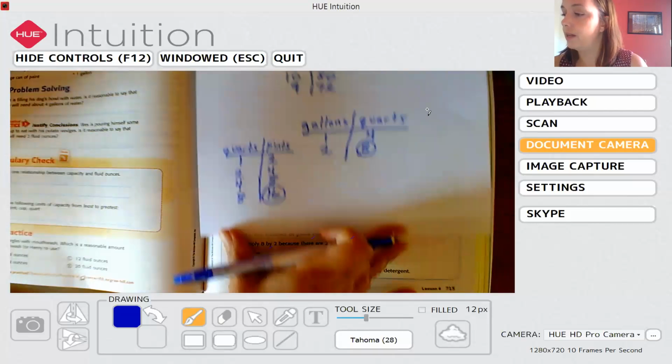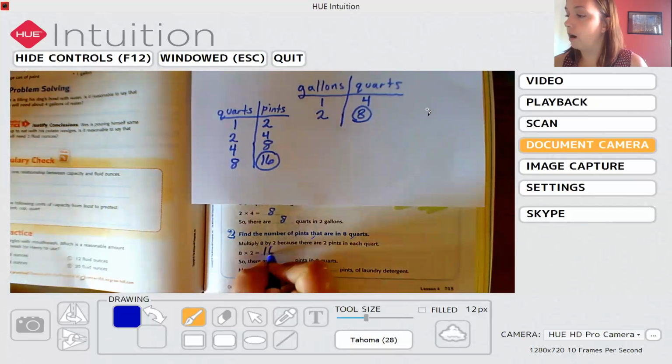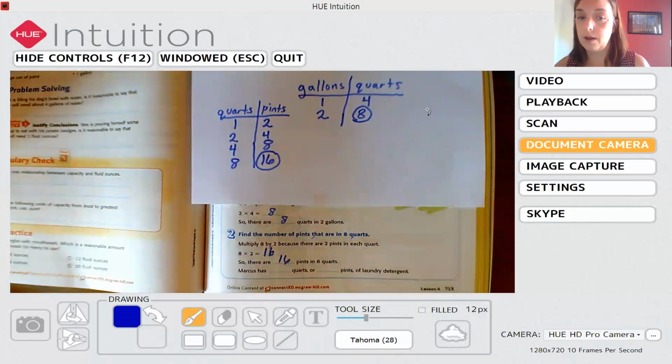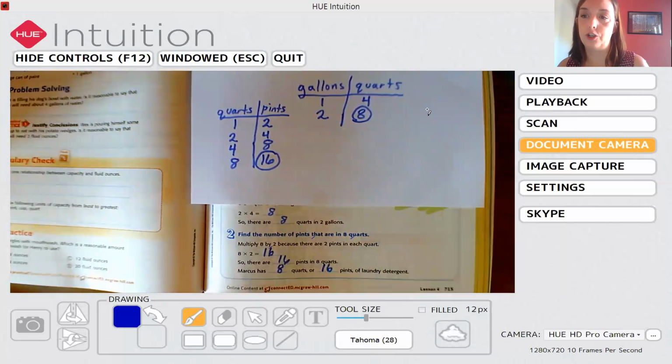Okay, let's see how they did it. It says multiply 8 by 2 because there are 2 pints in each quart. So we know there are 8 quarts, so 8 times 2 equals 16. So there are 16 pints in 8 quarts. Marcus has 8 quarts or 16 pints of laundry detergent, okay?